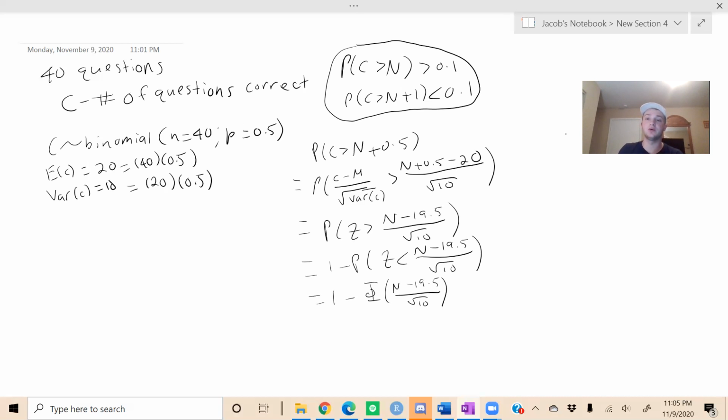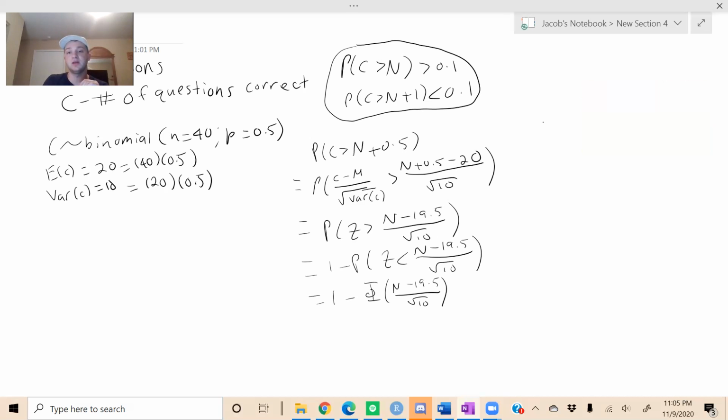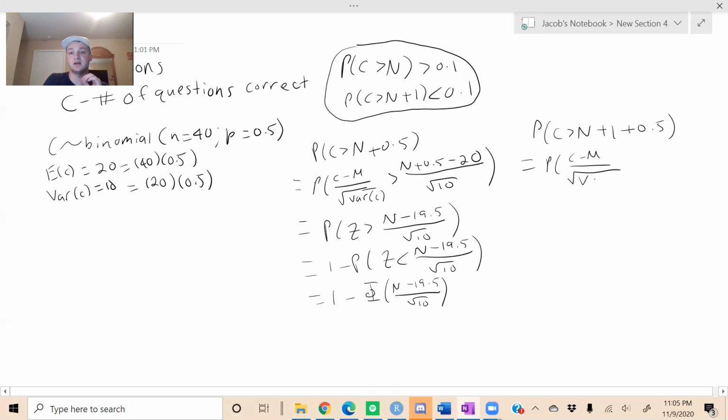All right, and then for the n+1 case, we know that the probability of C greater than n+1, we have to add that 0.5 for the continuity correction. This equals probability C minus mu over square root of variance of C. This is the same way of writing sigma, but I'm just going to write square root of the variance of C.